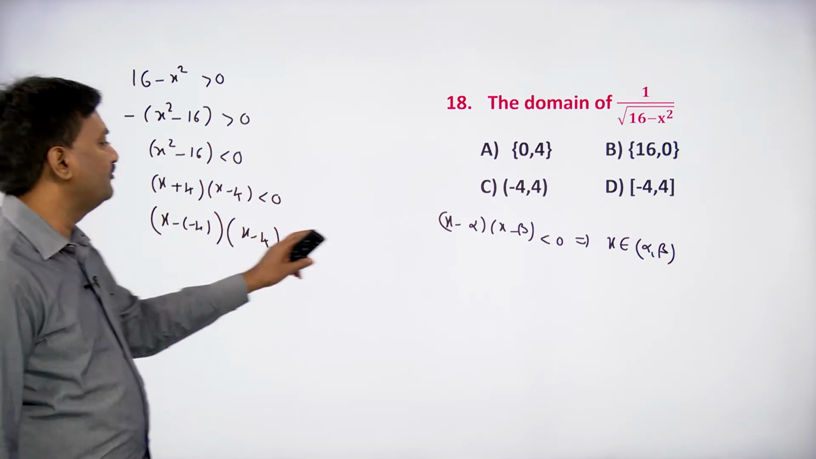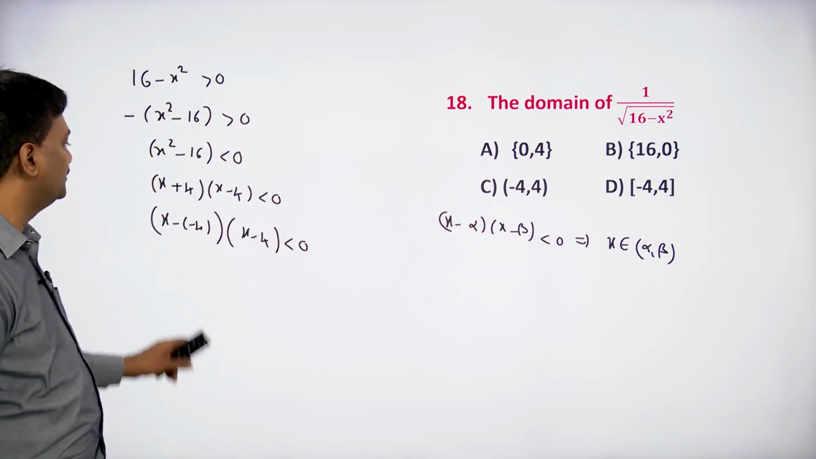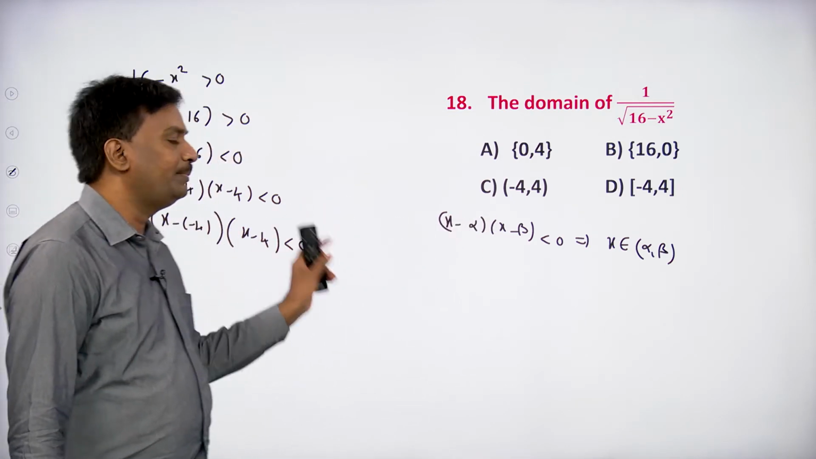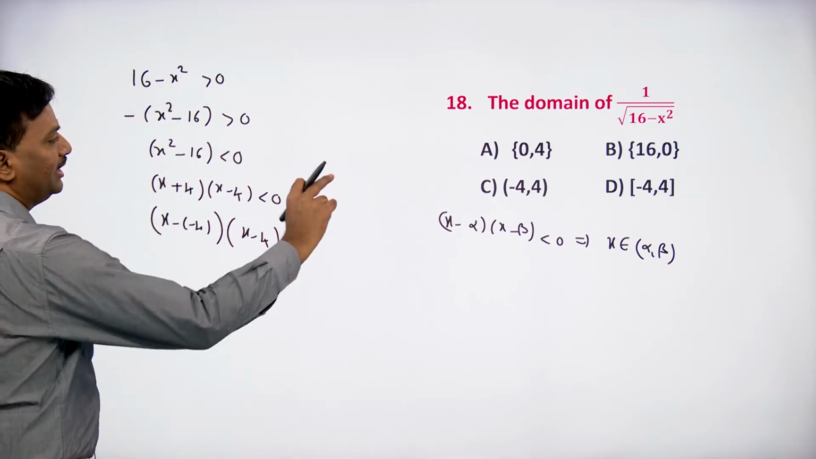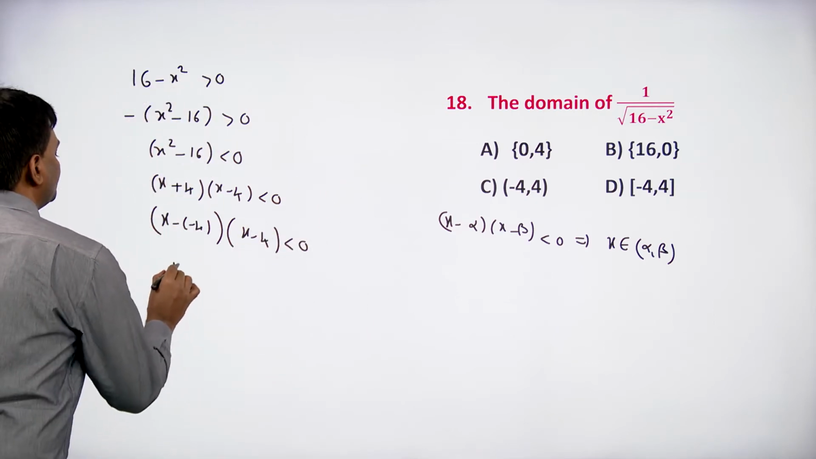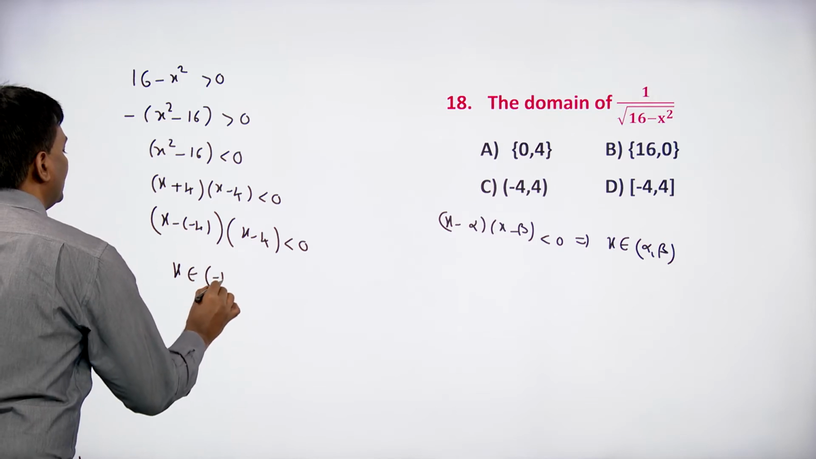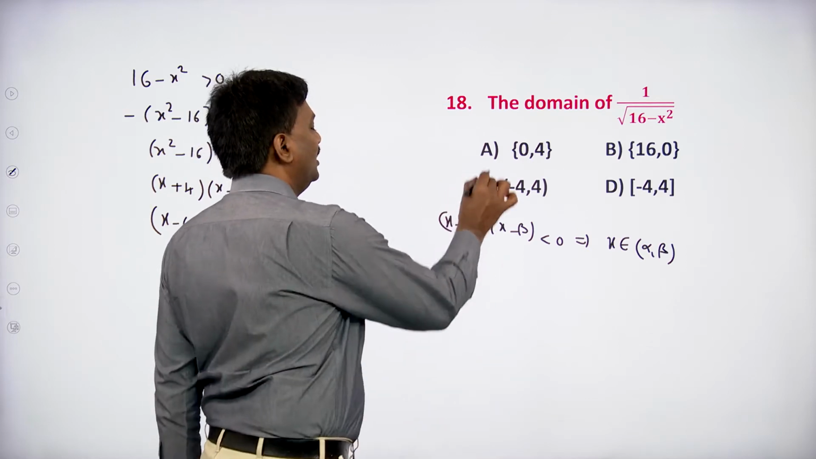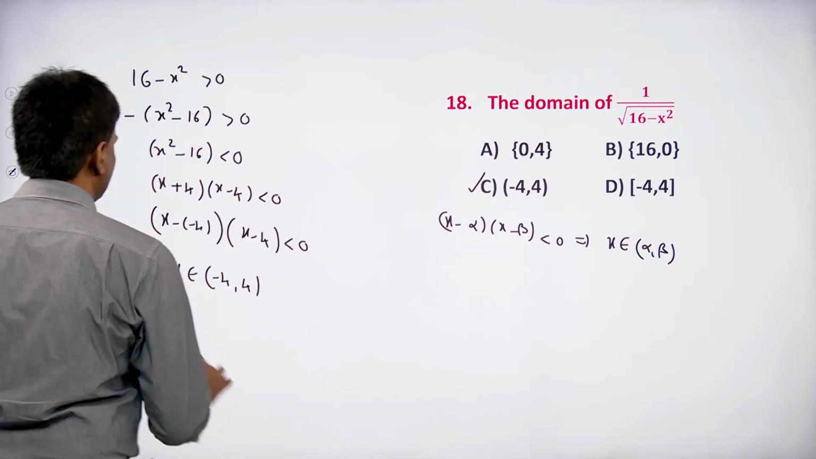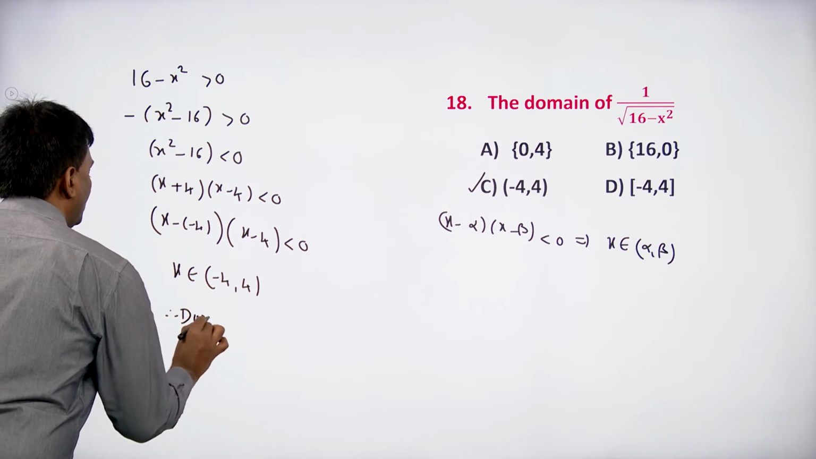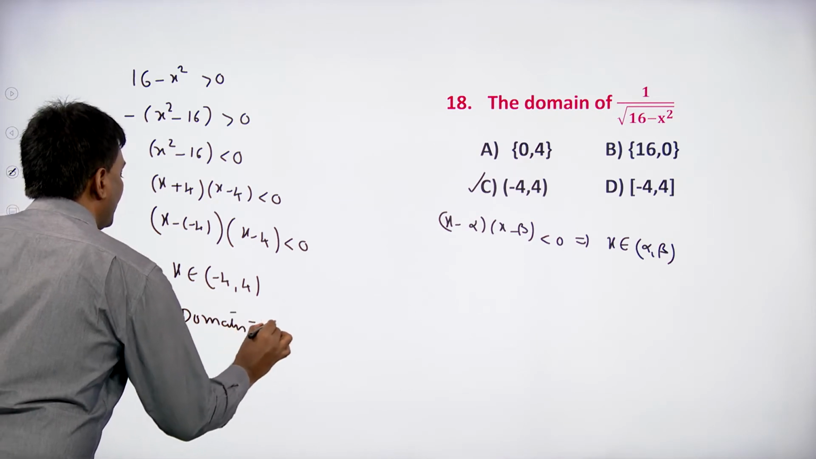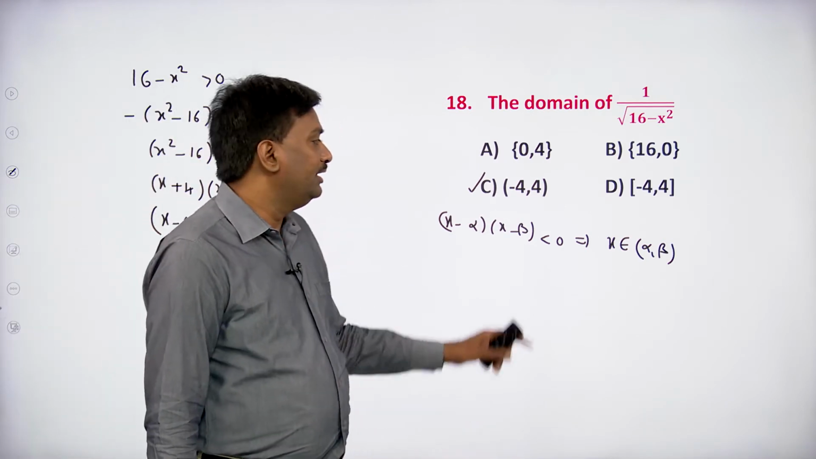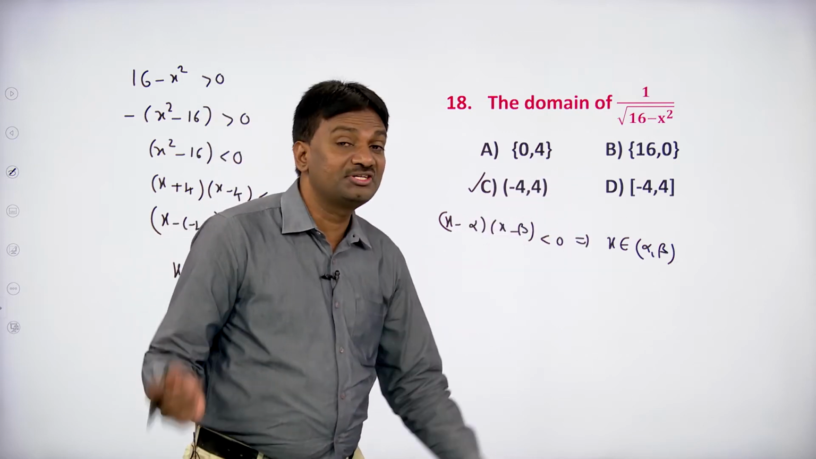Now this is in the form of x minus alpha into x minus beta less than 0, where alpha equal to minus 4, beta equal to 4. Alpha equal to minus 4, beta equal to 4, clearly alpha less than beta. So the formula gives x belongs to alpha beta, that is minus 4 comma 4. By observing, we can take option C. Therefore, the domain of the given function is minus 4 comma 4. Here we have minus 4 comma 4 in option C and in option D also.